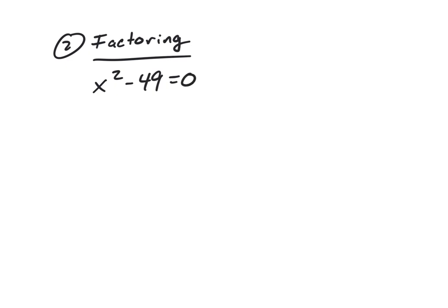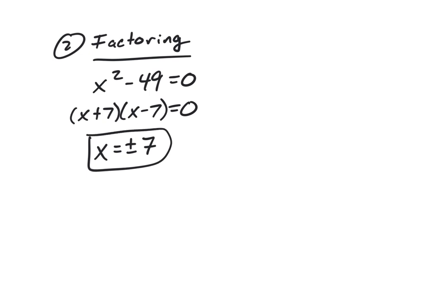This one is DOPS, right? X squared minus 49. Because x squared and 49 are both perfect squares, we could factor this into x plus 7 and x minus 7. And then we could set both of those equal to 0. And that would be our answer.